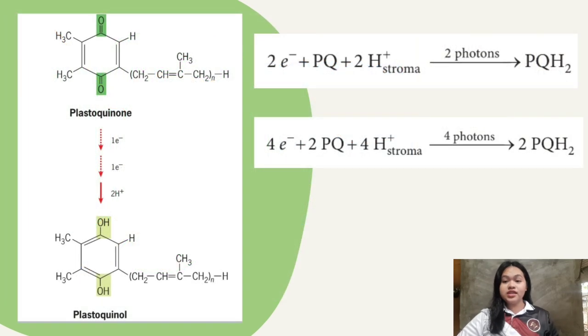And then, as we can see in the slide number 15, ito yung pinaka-conversion ng plastoquinone to plastoquinol, wherein, pag nag-absorb ng another 2 protons and another 2 electrons, yung plastoquinone, nare-reduce yung plastoquinone to plastoquinol. Kaya, ang magiging product niya is plastoquinol.